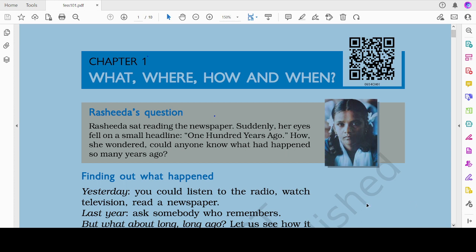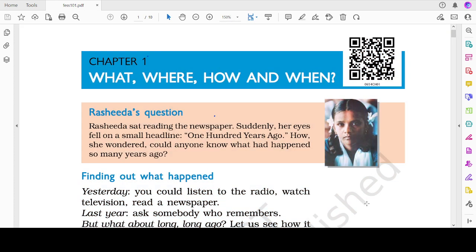So today we are going to start with our basic chapter of NCERT, class 6, chapter 1 of history. So we will try to understand in a very simple language. So the first thing is chapter 1 is what, where, how and when.